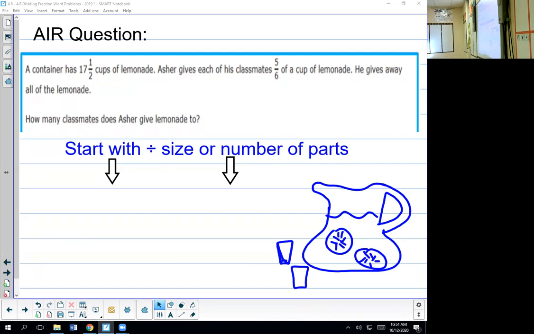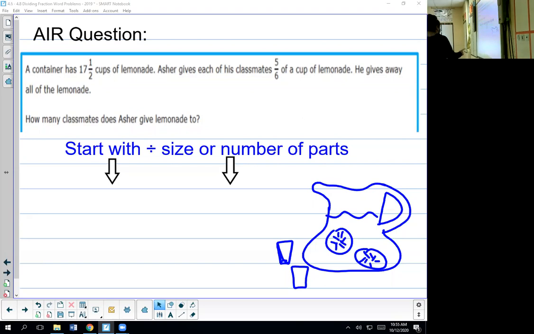He's dividing the lemonade pitcher into baby cups. There you go. You've got the picture of one pitcher, he's gonna pour them out into each of the cups, right? So we're gonna start out with 17 and 1/2 or 5/6. Okay, and it's division because you're splitting it into groups.